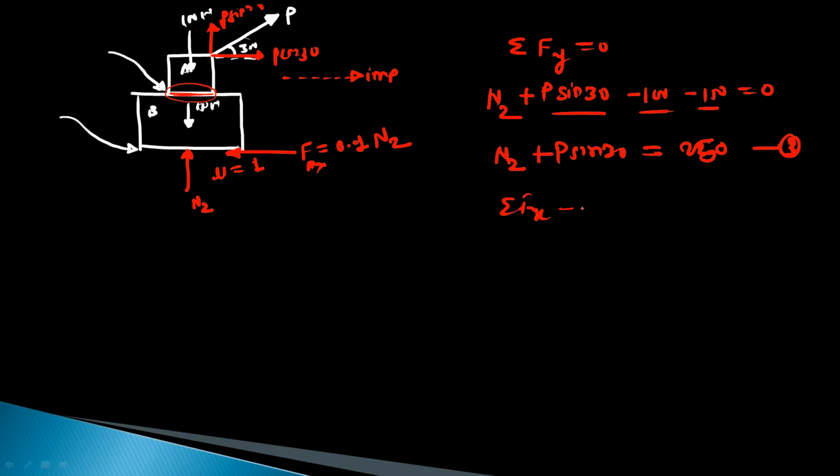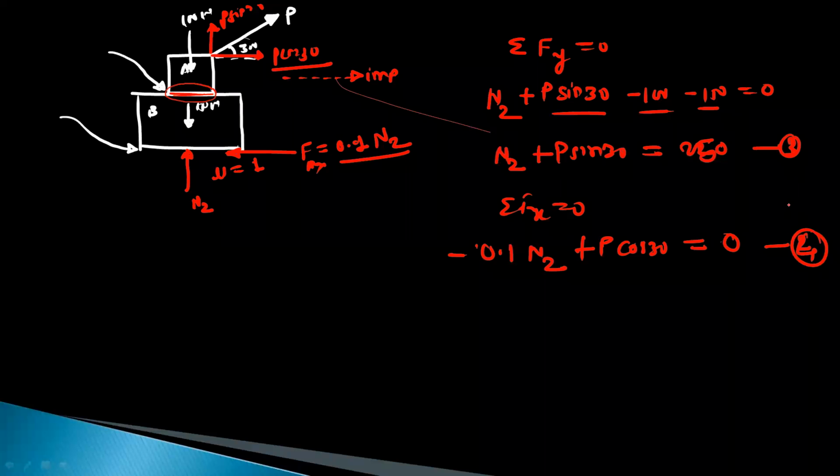Then write summation Fx equal to 0. So for summation Fx equal to 0, we have 0.1, this is negative, into this force, then plus P cos 30 and equal to 0. Only two forces. So this is your fourth equation. Solve these two equations simultaneously and you will get the value for the force P. So here force P is equal to 27.29 Newton.